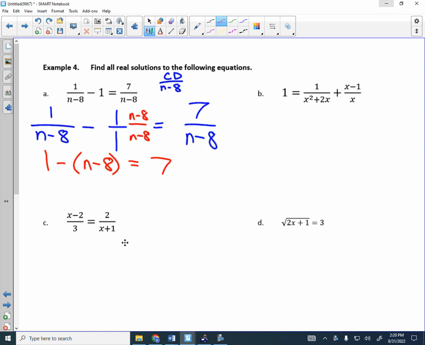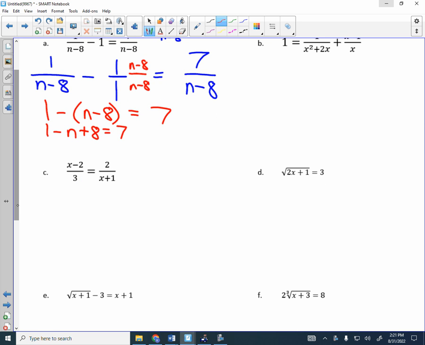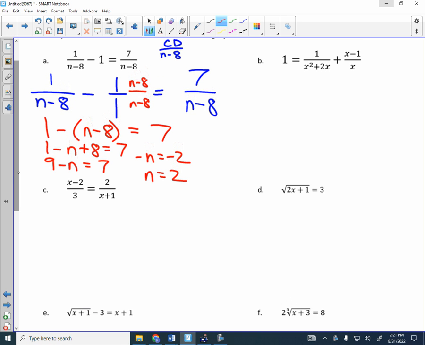So I have that. And as I distribute the negative of 1 minus n, it would be plus 8 is equal to 7. 1 plus 8 is 9, so 9 minus n is equal to 7. Subtract the 9, I get negative n is negative 2. Divide by negative 1, n is positive 2. Any question how I came up with 2?